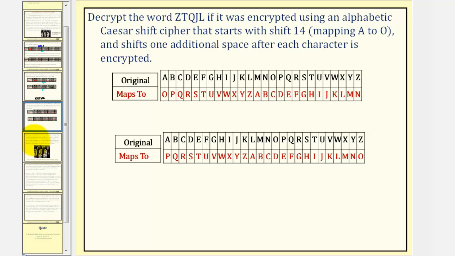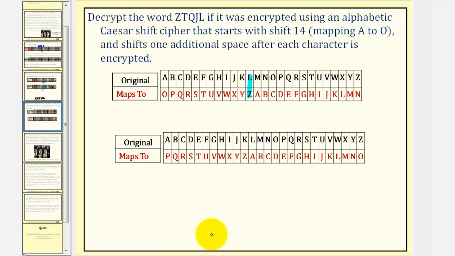Now let's take a look at an example in the opposite direction. Let's decrypt this word. If it was encrypted using an alphabetic Caesar shift cipher that started with a shift of 14, mapping A to O, and then shifts 1 additional space after each character is encrypted. So this first mapping maps A to O as described. This would only be the mapping for the first letter, or Z. So to decrypt this, we would find the red Z, which is here, and therefore Z would decrypt to L.